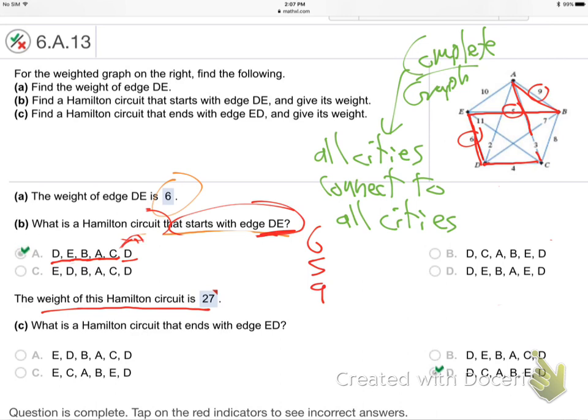Just adding up the costs here. 3 and 4, and you're back home. Is that it? 1, 2, 3. I think that's it. 7, 16, 22, 27. Yep, that was the answer.